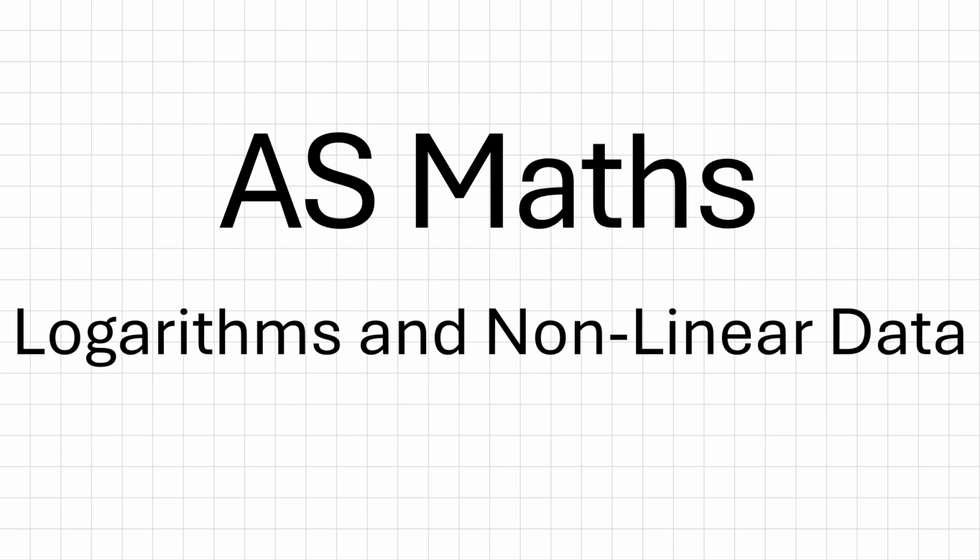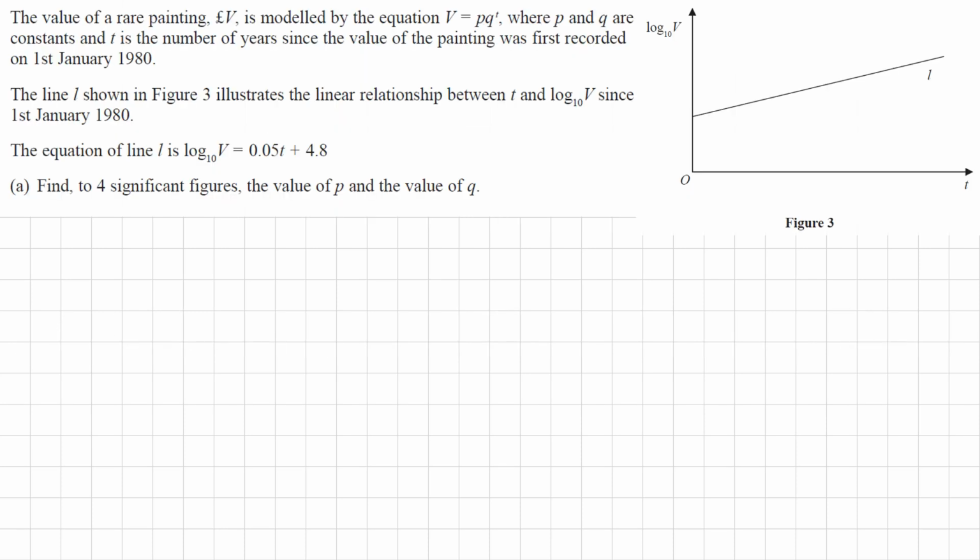This is an AS maths question on logarithms and non-linear data. The value of a rare painting in V pounds is modelled by the equation V is equal to PQ to the power T, where P and Q are constants and T is the number of years since the value of the painting was first recorded on the 1st of January 1980.